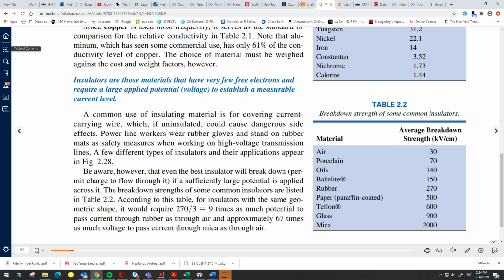Okay, so it's important that we understand in circuits what a conductor does and what an insulator does, and they both do important work when we look at circuits.